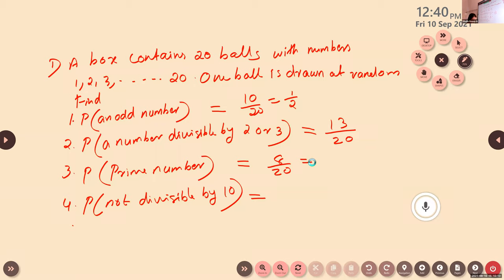Not divisible by 10. How many are there not divisible by 10? 18. Which are divisible by 10? 10 and 20. All other 18 numbers are not divisible by 10.